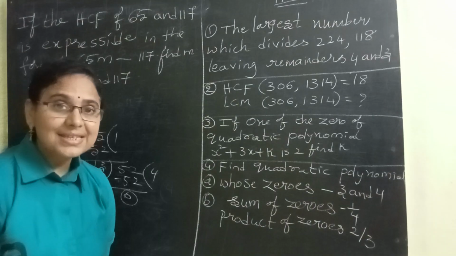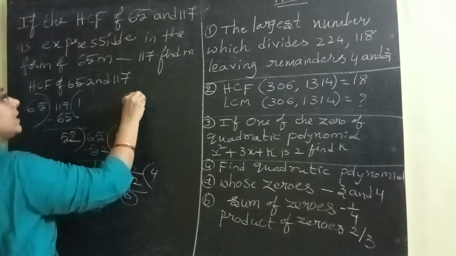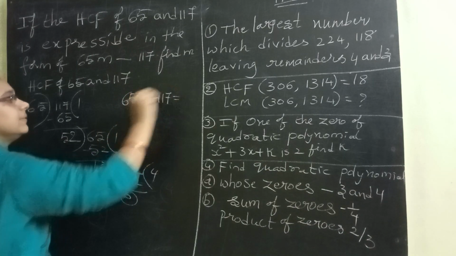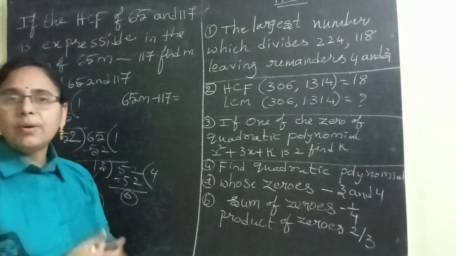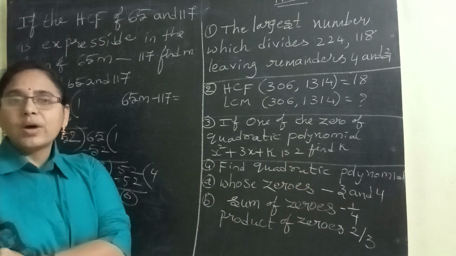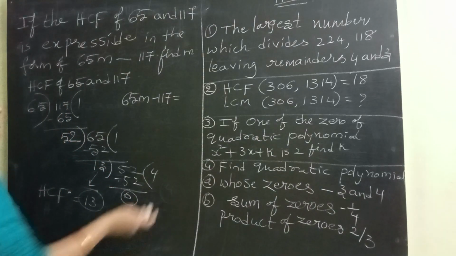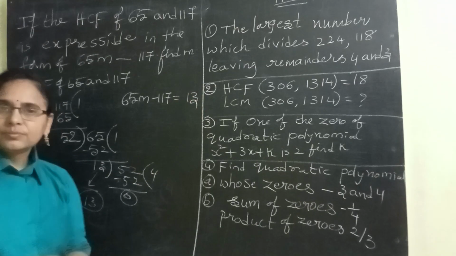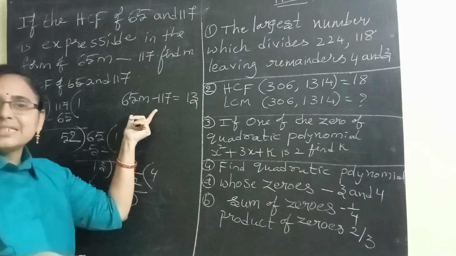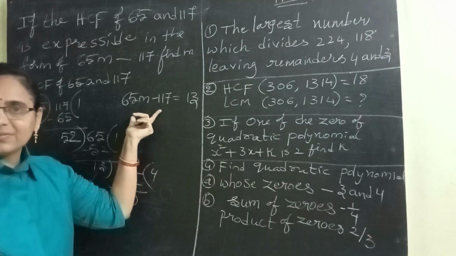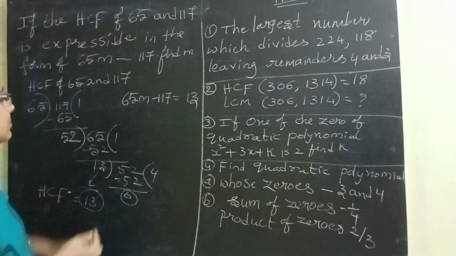But what has he given as HCF? He has given 65m minus 117. He has given HCF in the form of 65m minus 117. What did you get? We got just now HCF is 13. But he has given HCF as 65m minus 117. What do we want? We want the value of m. So the m term is here.